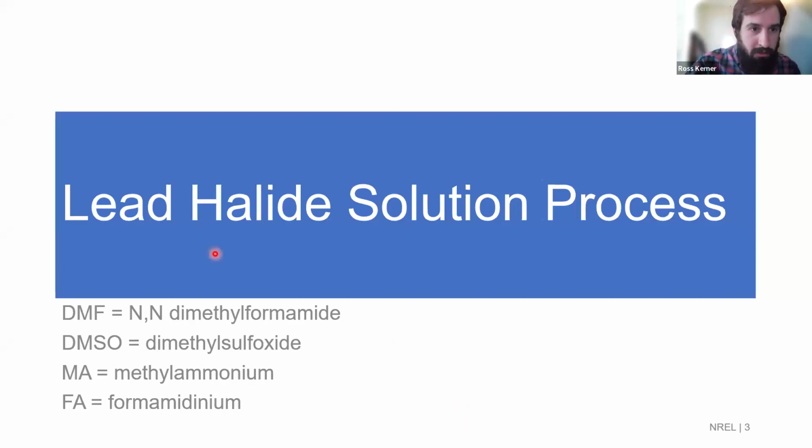So I'm going to talk a lot about lead halide solution processing. Some acronyms, if you're not familiar with them, that I'll use a lot are DMF for N,N-dimethylformamide, DMSO for dimethyl sulfoxide, MA for methylammonium, FA for formamidinium.